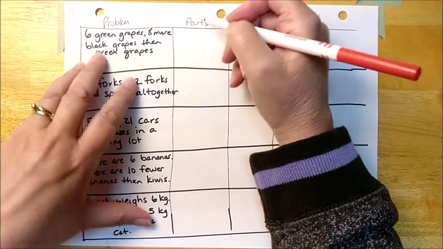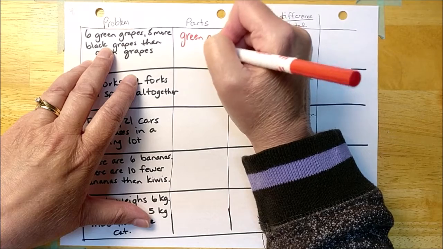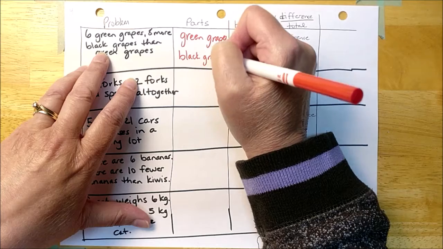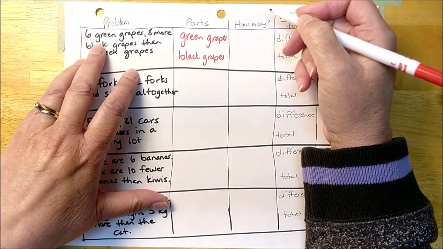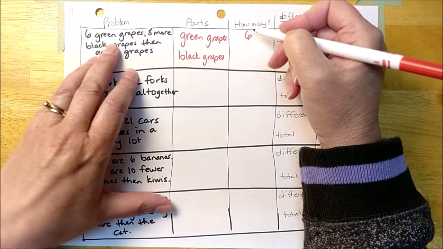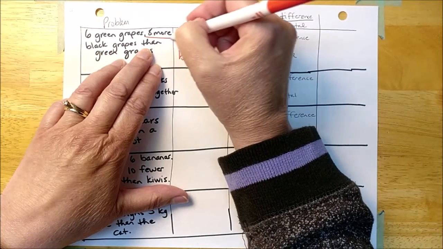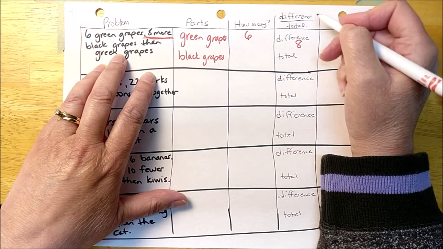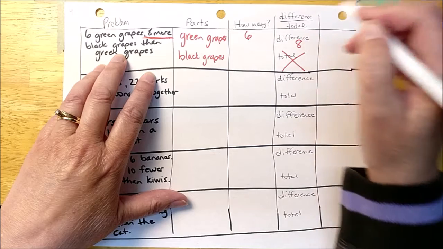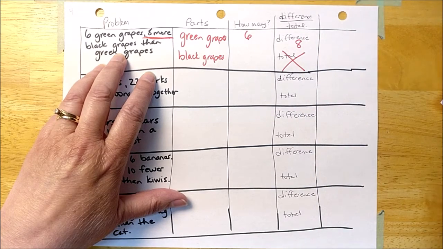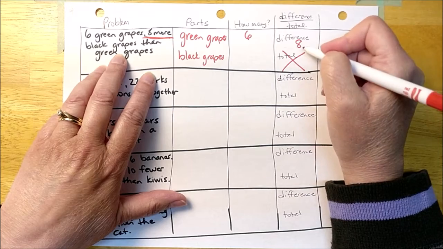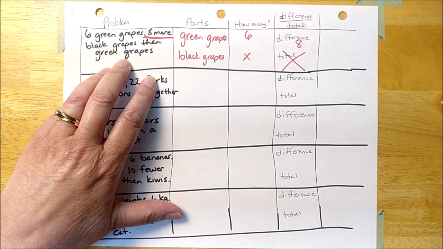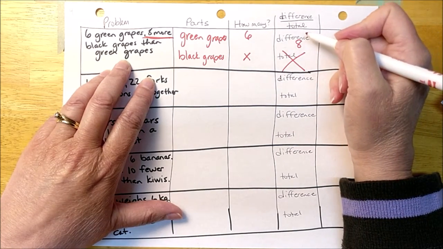So we have 6 green grapes. So one of our things is green grapes, and our other thing is black grapes. So those are our 2 parts that we have. How many? We have 6 green grapes. And as soon as I see that word more behind a number, I know that that is my difference. So I know I'm not going to need my total because I know I have a difference, so I'm not going to be doing that one. And I need to know how many black grapes I have. So there we go, filled in our information.